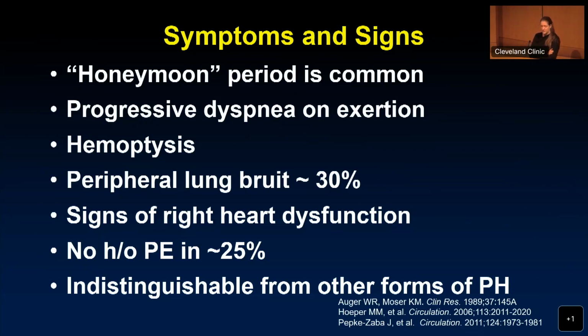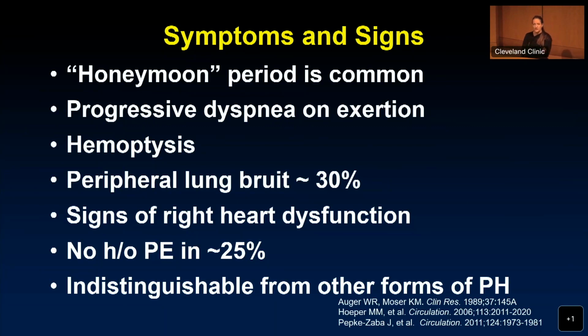One of the things that makes it really, really hard is that in about 25% of patients, they get diagnosed with CTEPH and they've never had an acute pulmonary embolism that they know of. And so that's one of the reasons, when we look at the guidelines, why anyone who's coming for a PH workup gets screened for this.